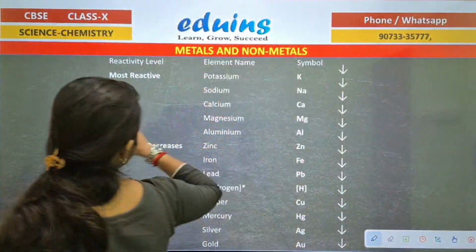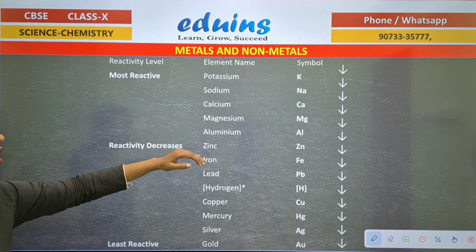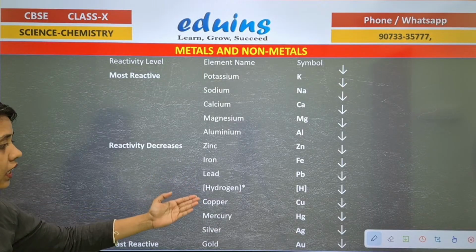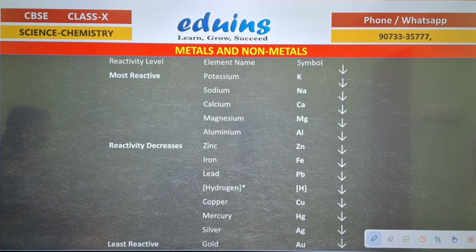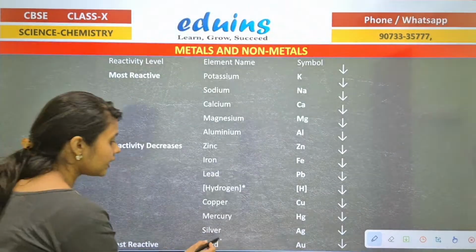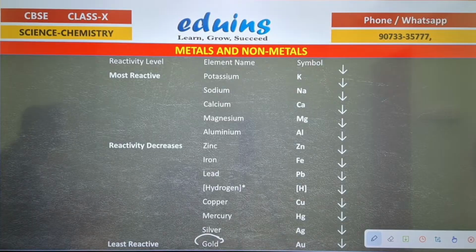Now, the order is potassium, sodium, calcium, magnesium, aluminium, zinc, iron, lead, hydrogen, copper, mercury, silver, gold. Gold is the least reactive. Silver is also a least reactive metal, but is more reactive than gold. Potassium is the most reactive, and in this series the reactivity decreases.